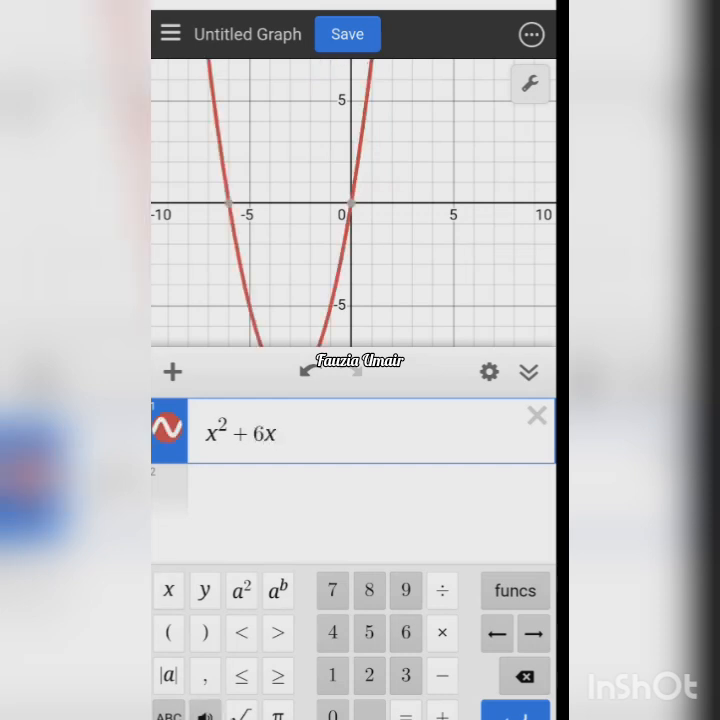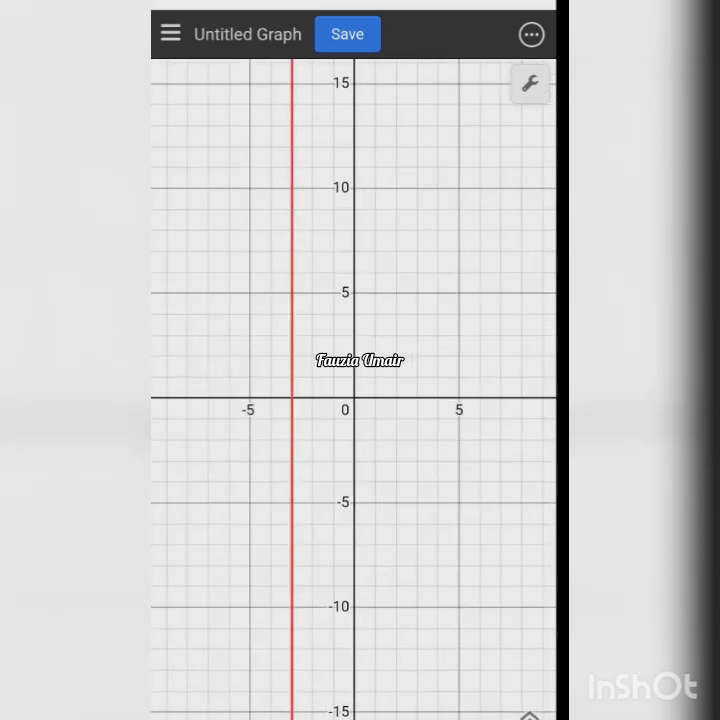Can you see how I'm writing the equation? Is equal to minus 9. So this is the equation. So just look at the graph.